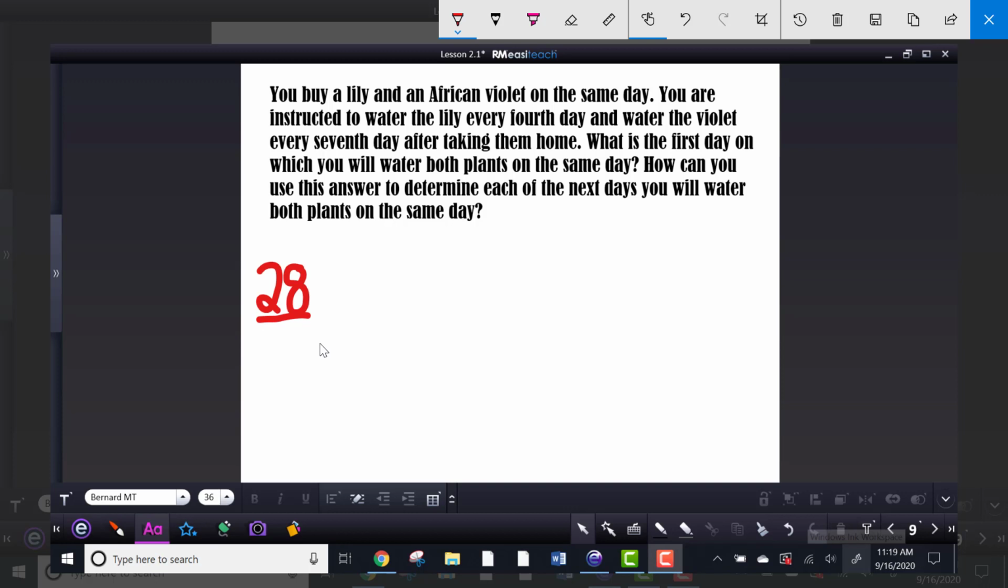Also, it says, how can you use this answer to determine each of the next days you will water both plants on the same day? Basically, you take 28 and just start skip counting by 28. If both are watered the same day, it would be day 28, and then day 56, because 28 times 2 is 56. 28 times 3 is day 84. They would both be watered on the same day, and so on.